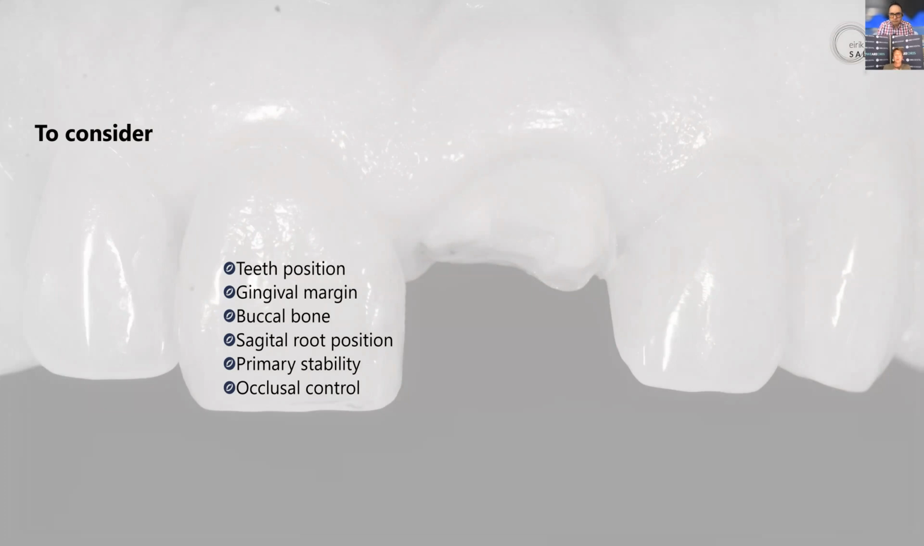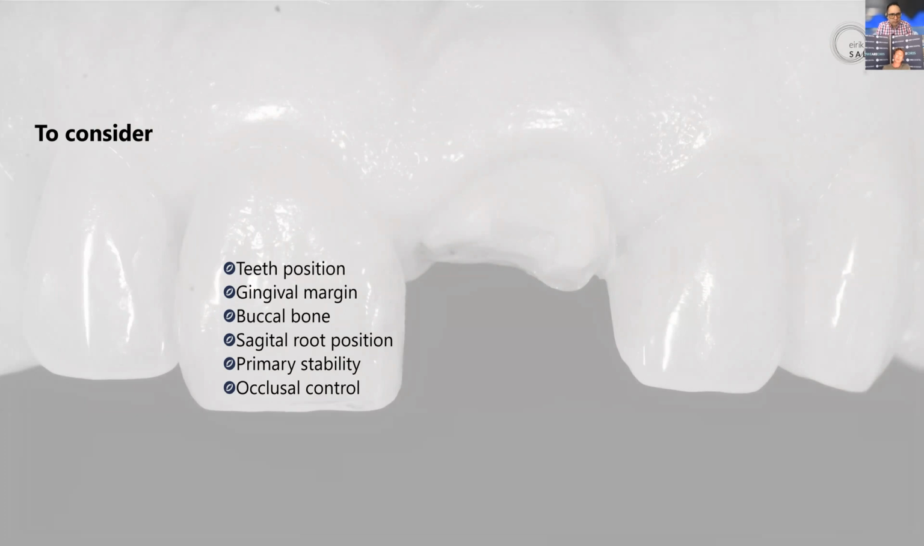Gingival margin, buccal bone, the position of the root, the potential of obtaining primary stability, and if we do have occlusal control. If we're going to place an immediate restoration, we need to know that the patient does not have any potential of disrupting the integration process by not controlling the occlusion. So let's look at these factors.